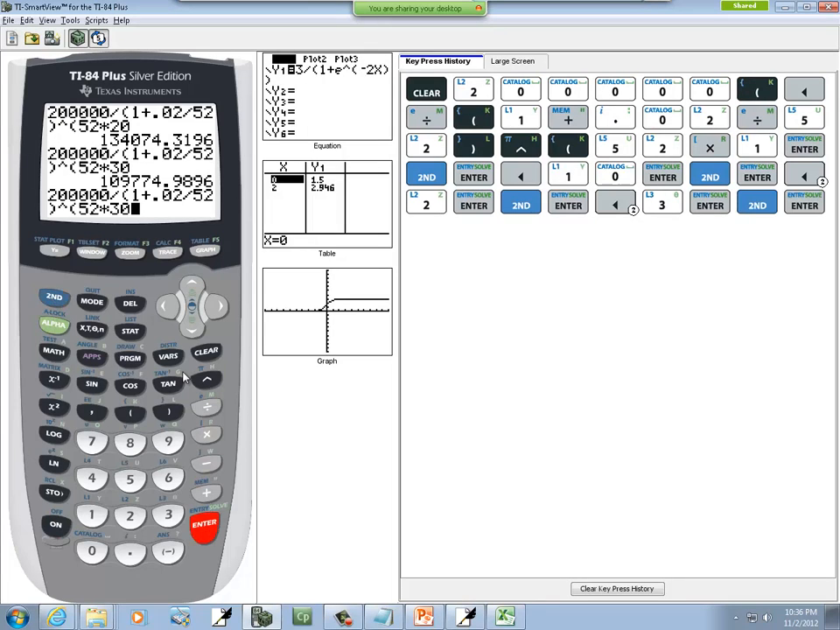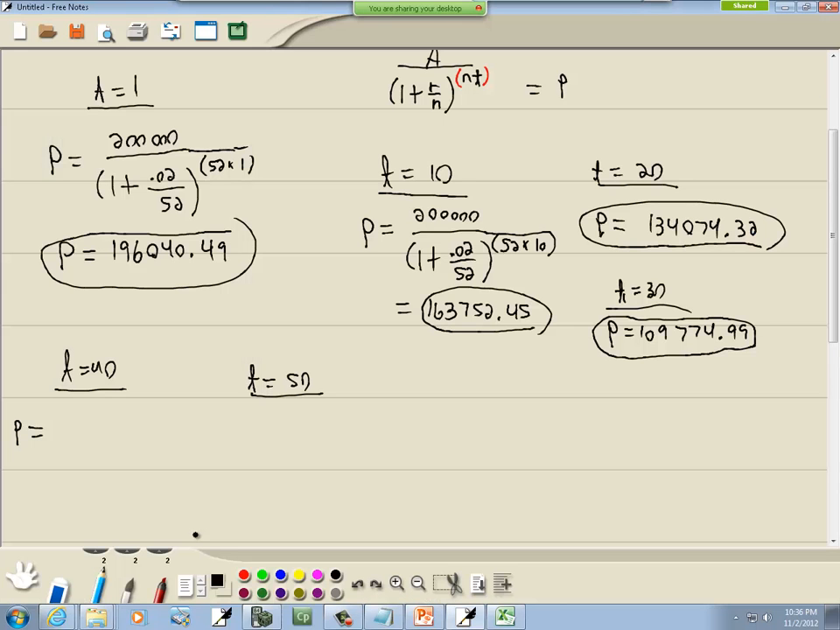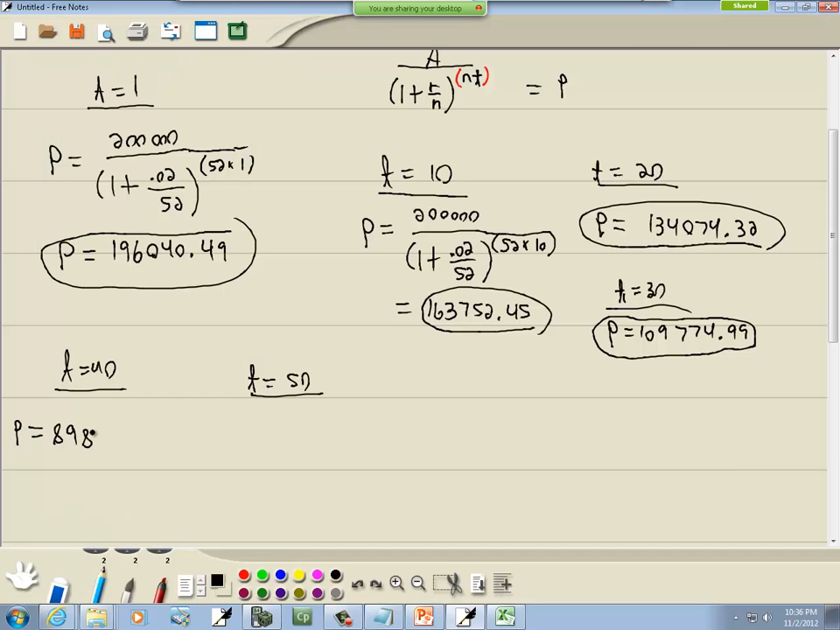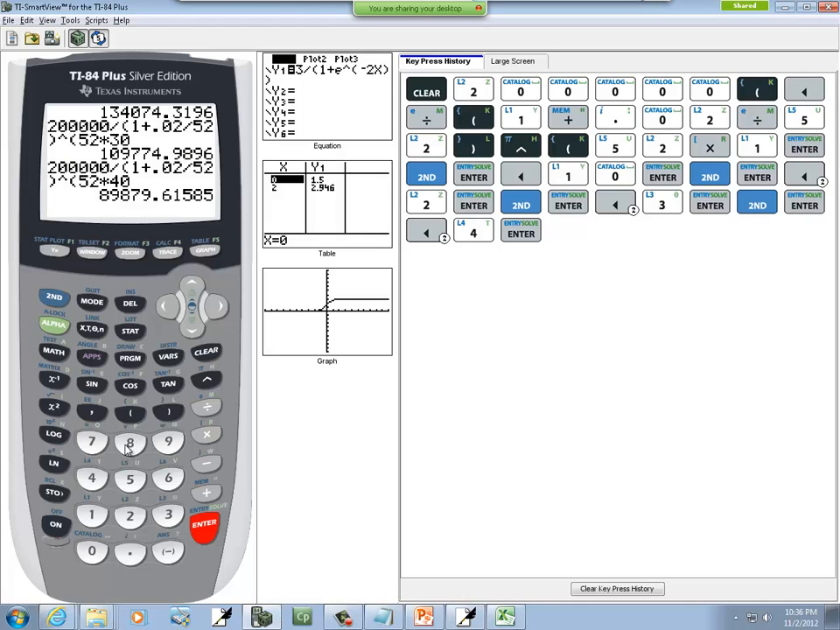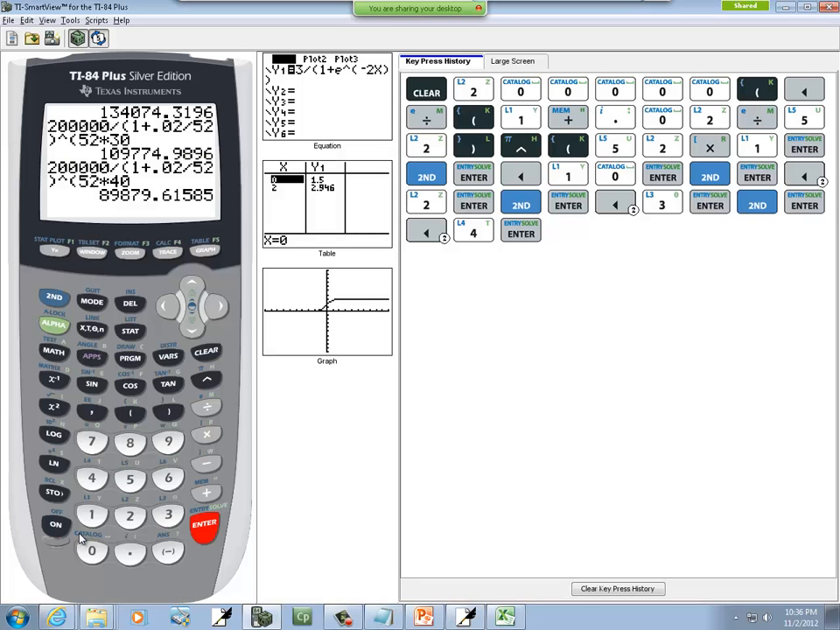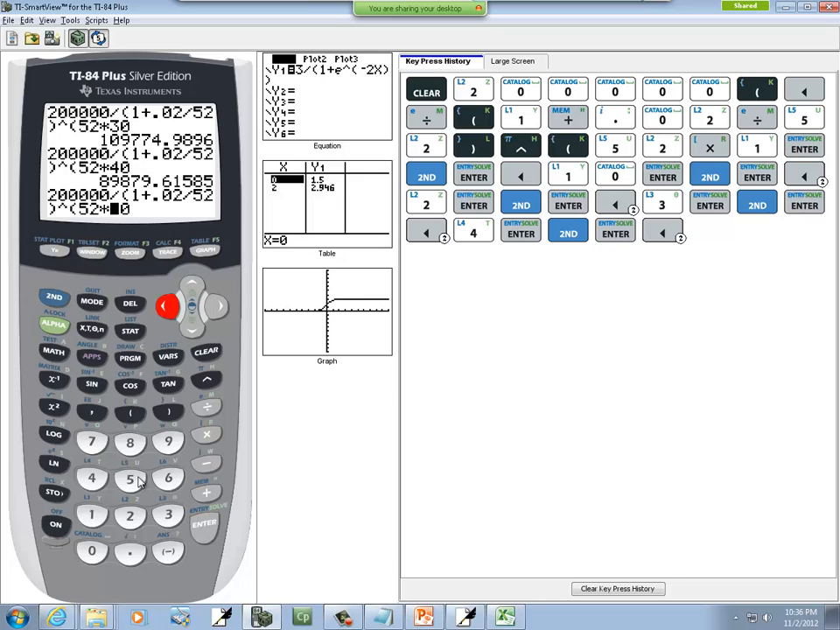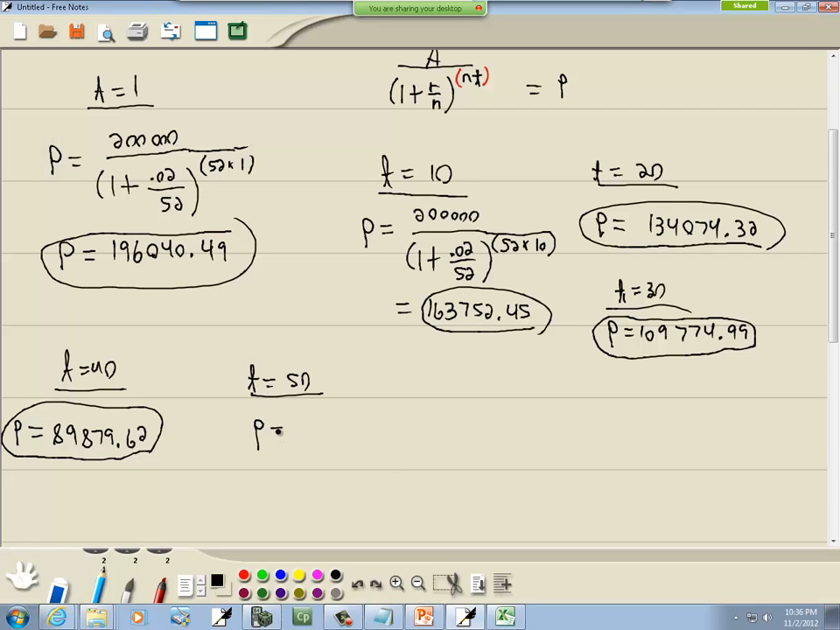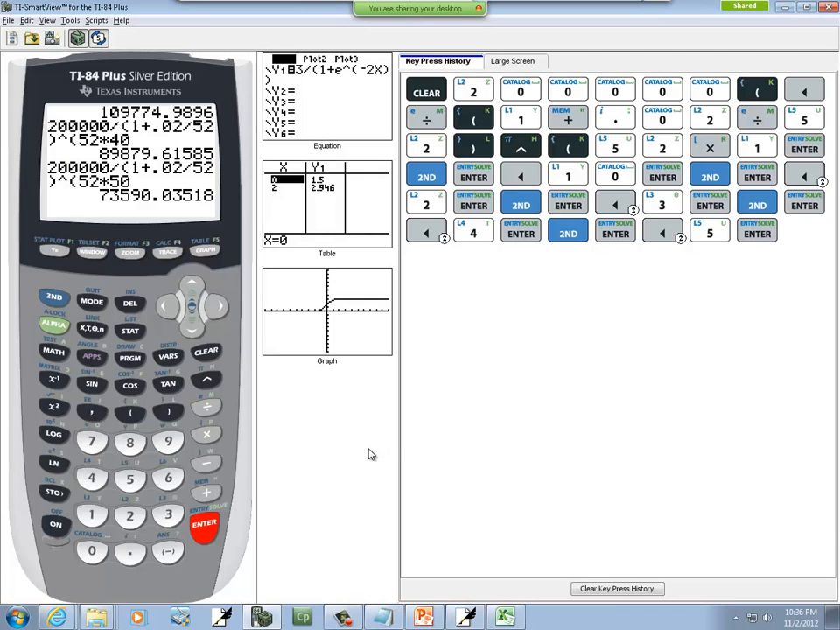Now do second enter, bring up previous one. Change that to 40. And I got 89,879.62. And let's put in 50. So I'll do second enter and change it to 50. And we get P is equal to 73,590.04.